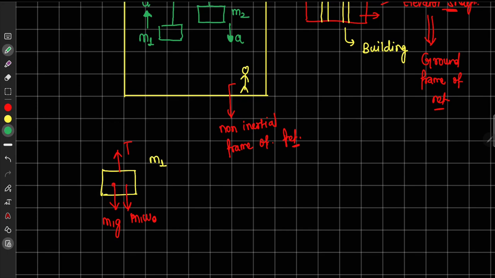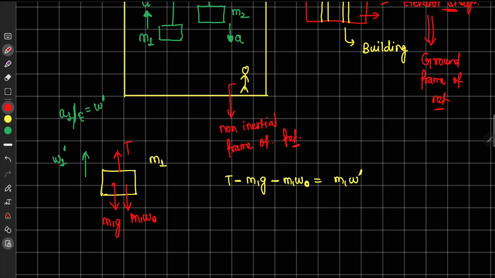Let us say the acceleration of mass m1 with respect to the elevator car is equal to w1, let us say, or we can say w dash. Then this particular mass m1 will move in the upward direction with the acceleration of w dash. So if we write the force equation in this direction, we can write it as T minus m1g minus m1 into w naught is equal to m1 into w dash.